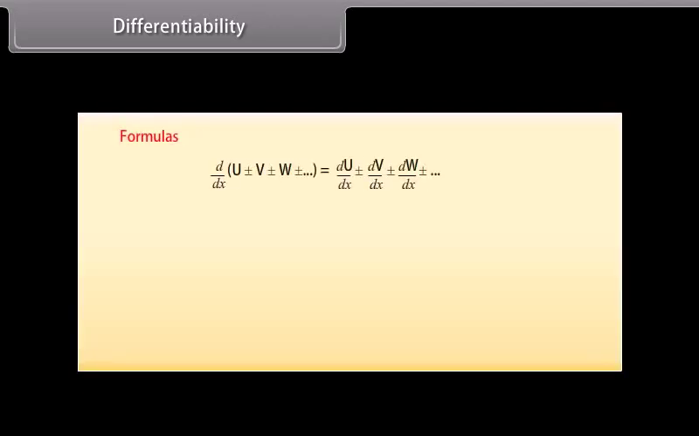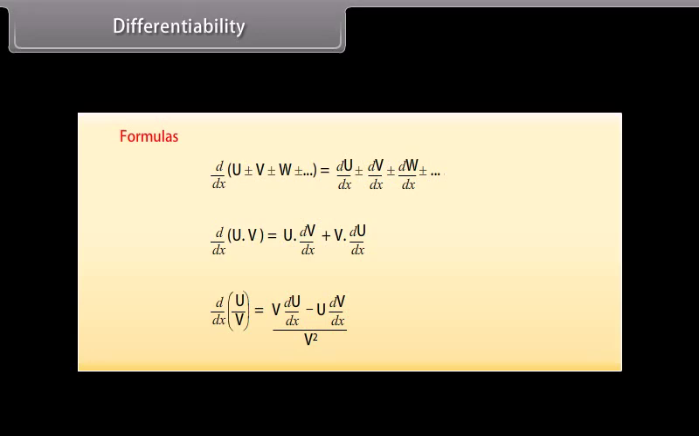Formulas. d/dx of (u ± v ± w ± and so on) is equal to du/dx ± dv/dx ± dw/dx ± and so on. d/dx of (u into v) is equal to u into dv/dx plus v into du/dx. d/dx of (u by v) is equal to (v into du/dx minus u into dv/dx) divided by v square.